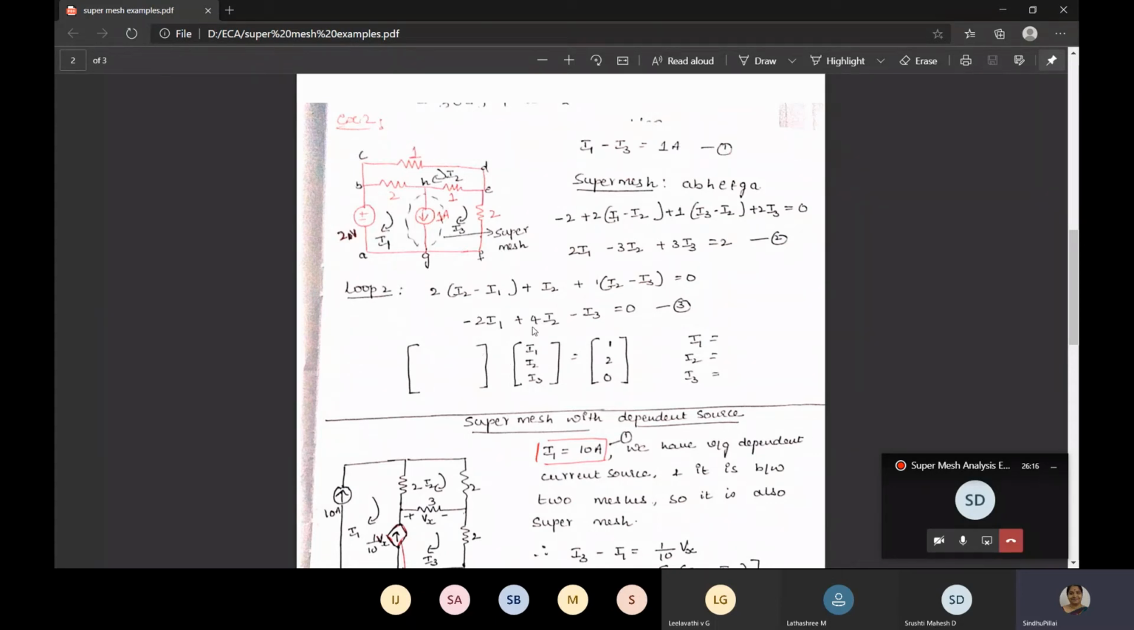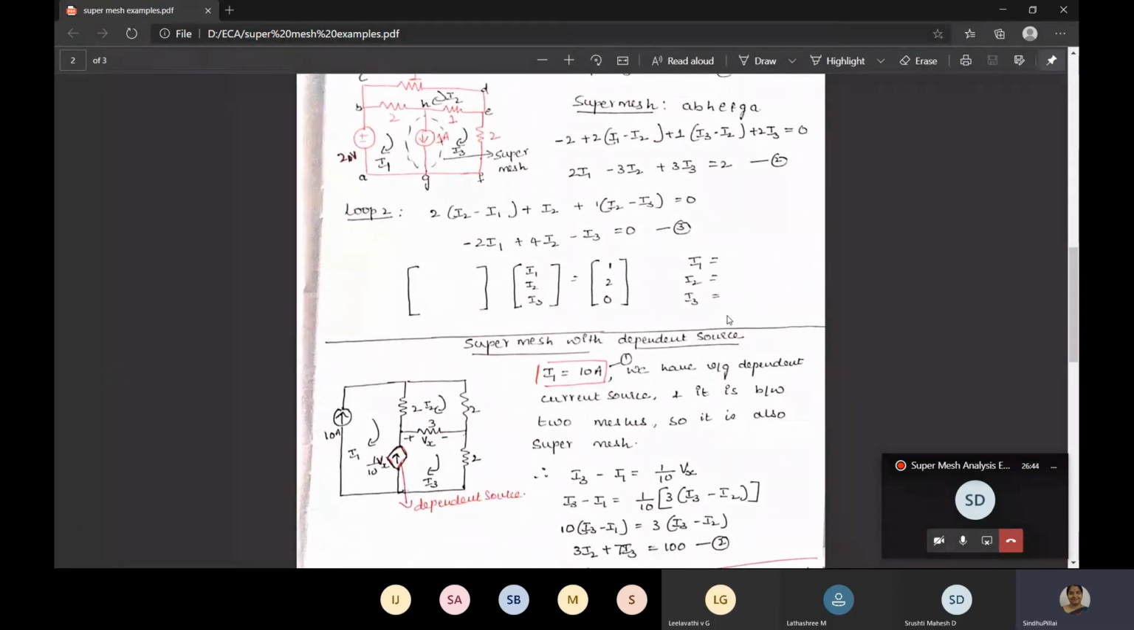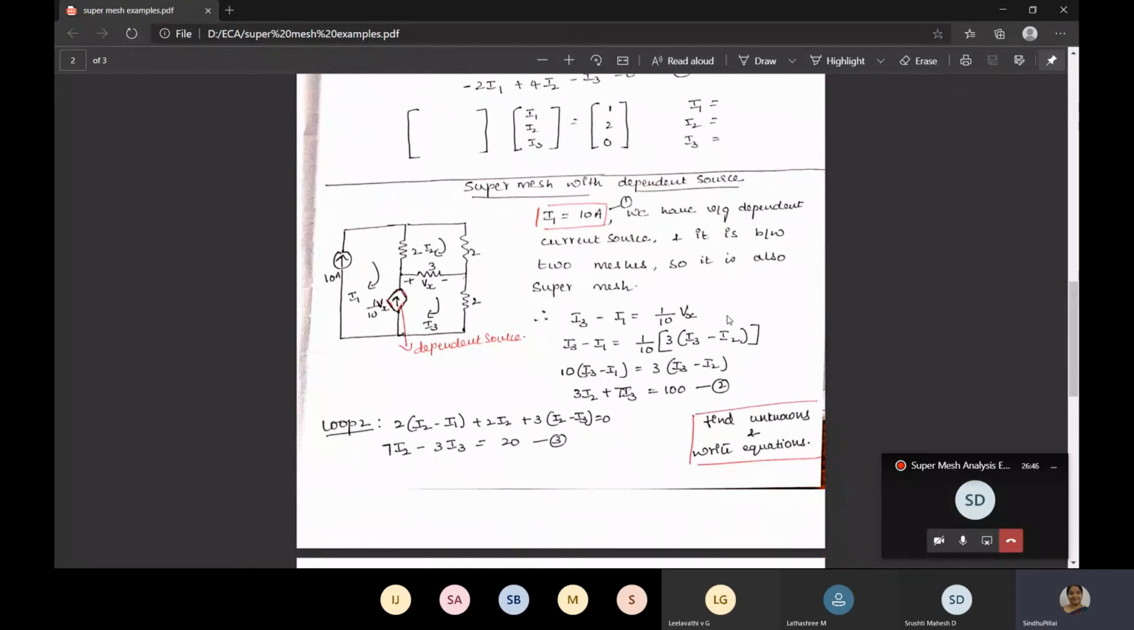Similarly, do it for the other equations. The second equation is 2, minus 3 and 3, and the third equation is minus 2, 4 and minus 1. Substitute the coefficients in your calculator, find the answers and show me in the next class. You have to show. I had given a problem yesterday also that we'll see later. So these are the 2 examples of mesh analysis. Hope you are understanding. Next we'll see one more concept of mesh analysis with dependent source.